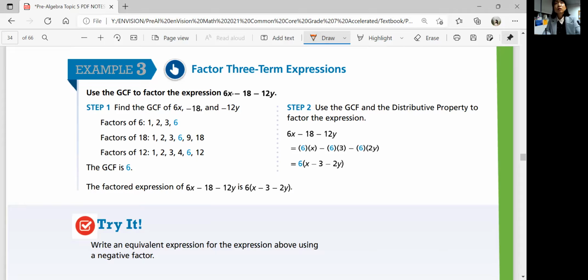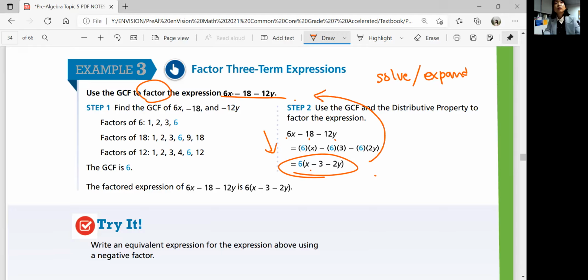factor the expression with a distributive property. So factor out 6 out. That means you need to divide all the terms with 6. 6x divided by 6 is x. Negative 18 divided by 6 is negative 3. Negative 12 divided by 6 is negative 2. So that should be your equivalent expression for that. So when you factor, you need to change from here to there. Okay, factor. When it says solve or expand, it's the opposite way, from here to here. Okay.